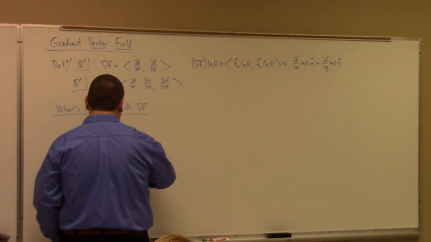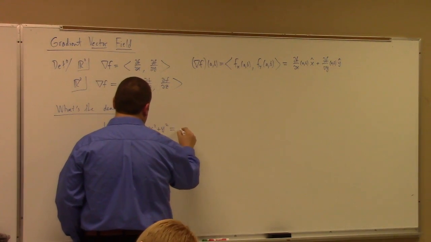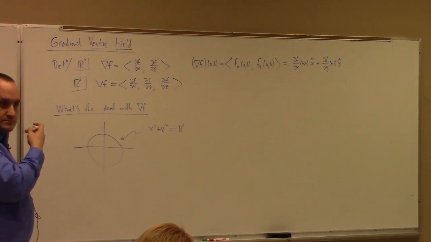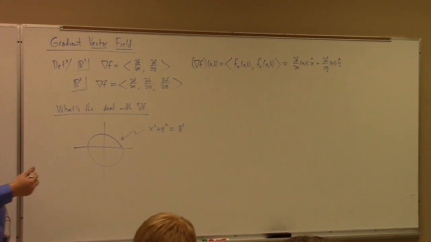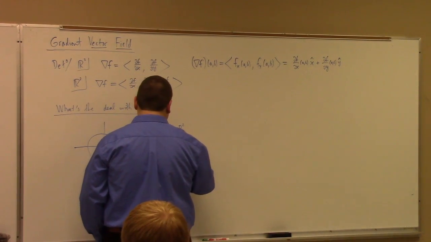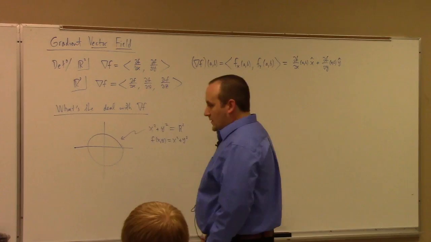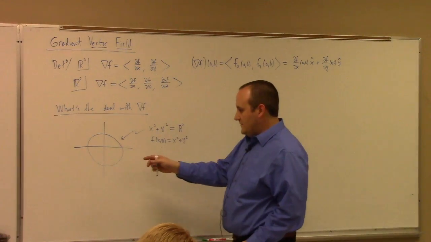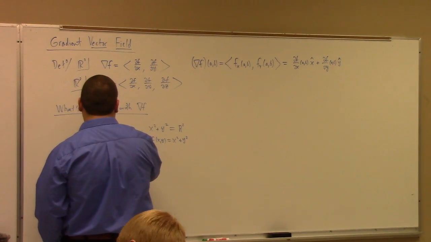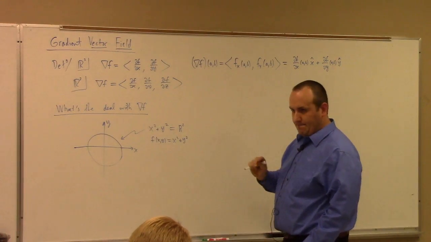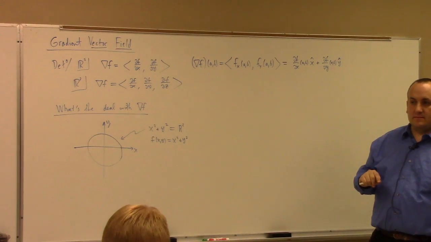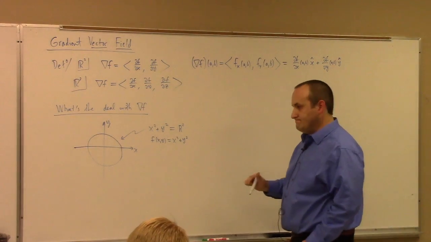We'll look at the level curve x squared plus y squared equals, let's say, r squared. I'm going to say that my f of x, y is x squared plus y squared. I attempted to draw the level curve, which is a circle, right? Now, okay, it's a circle. What's the gradient vector field for x squared plus y squared? What does it look like? Nabla.